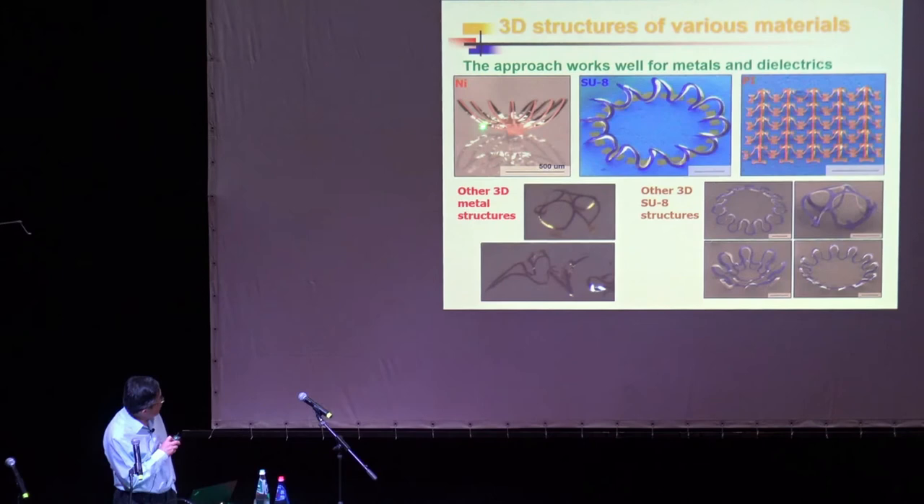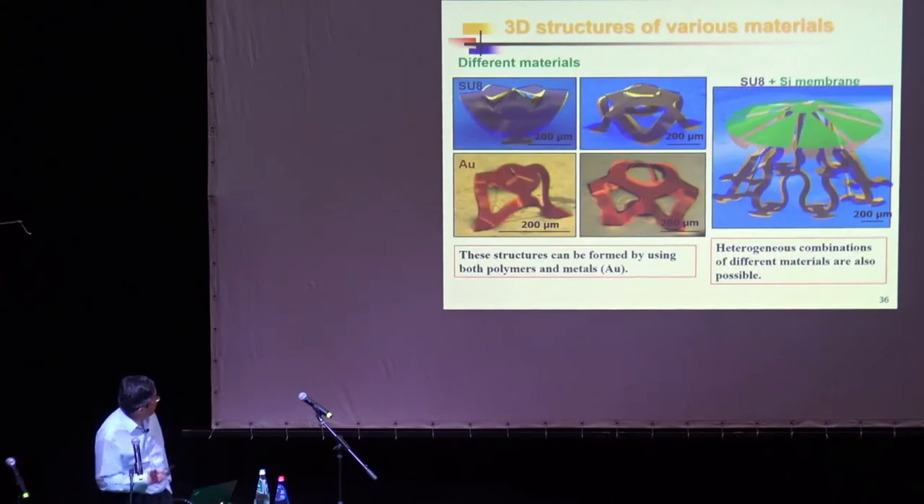Again, theory and experiment overlap on top. And this is for SU8. The blue is the theory prediction. The green is experiment. You can see, again, they overlap very well between the theory and experiment. No parameter fitting. And again, here, this is for gold. And this is for SU8, and this is for different materials.